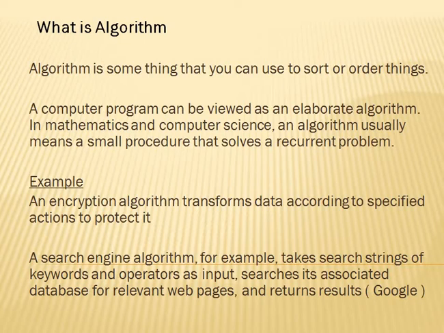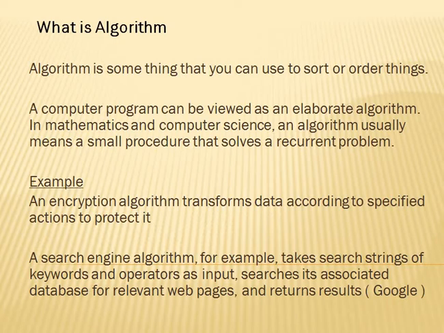A computer program can be viewed as an elaborate algorithm. In mathematics and computer science, an algorithm usually means a small procedure that solves a recurrent problem. So if anyone asks you what an algorithm is, you can simply tell them that it is a manner or way to solve a problem. It is a way you can use to sort or order things. In computer science, we use it to make programs, to build logic, and to solve any problem.